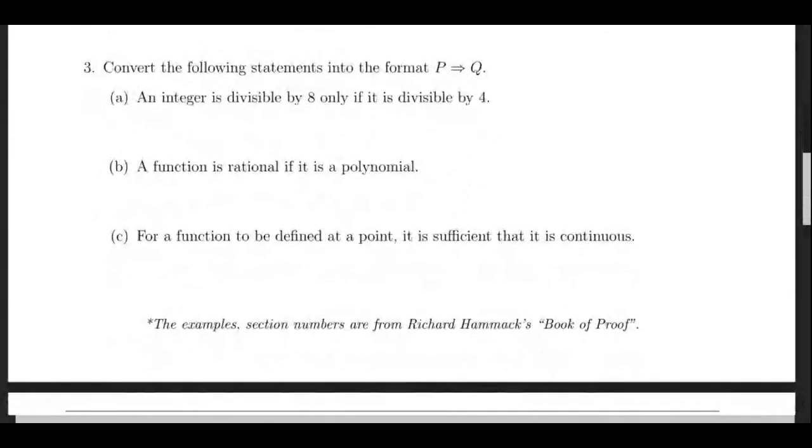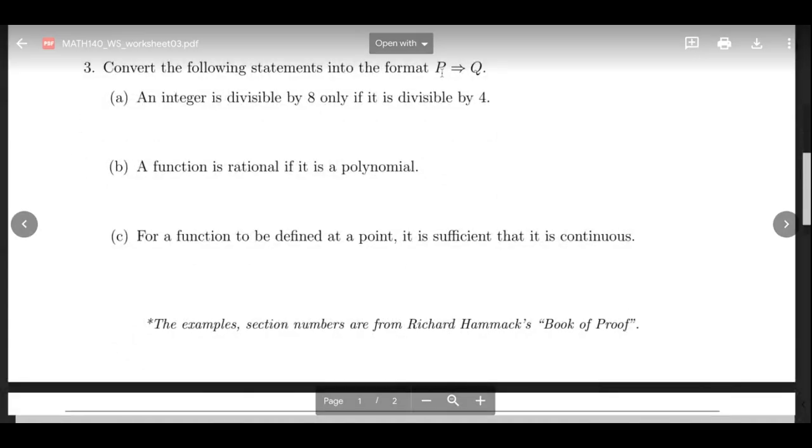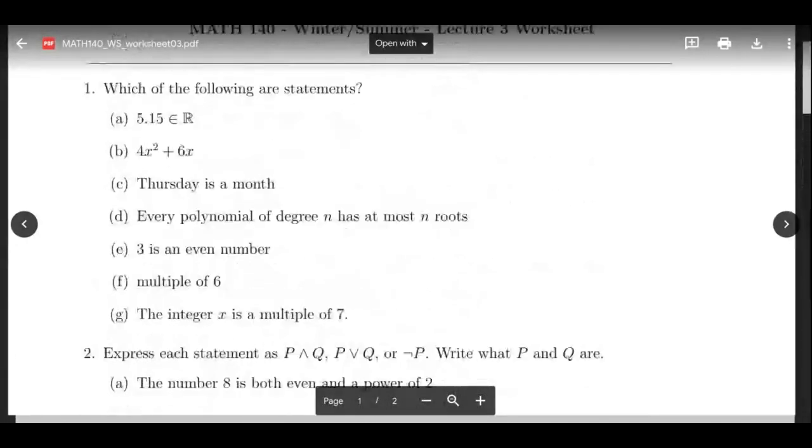Okay, let's see 3. In 3, we want to convert the following statements into the format P implies Q. Remember, this notation P implies Q means if P, then Q. And we have to follow the truth table. If P is true and Q is true, then P implies Q is true. If P is true and Q is false, then P implies Q is false. If P is false and Q is true, P implies Q is still true. If P is false and Q is false, P implies Q is true. We have to follow the truth table.